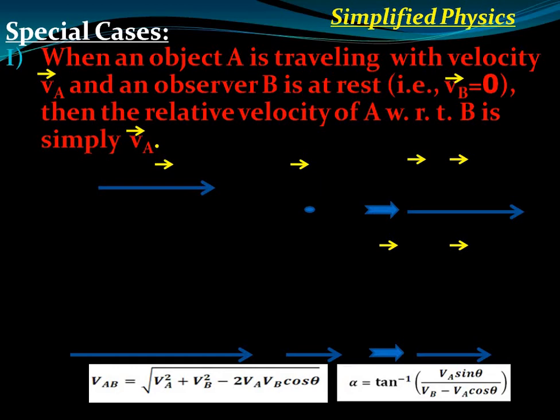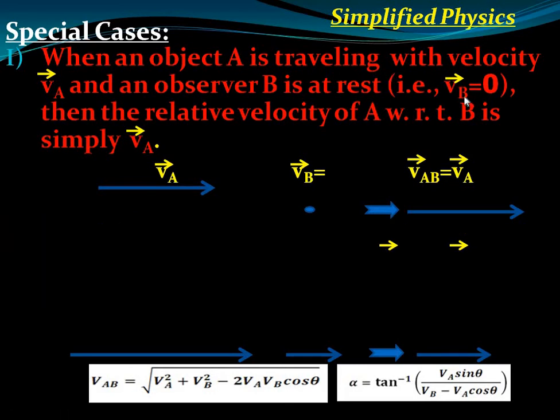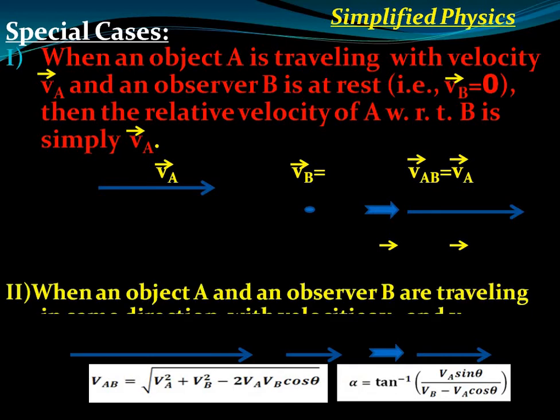Very first case, when an object A is traveling with the velocity VA and an observer B is at rest, in such condition VB vector equals 0. The relative velocity of A with respect to B, with VB equals 0, is simply VA itself if the observer is at rest.